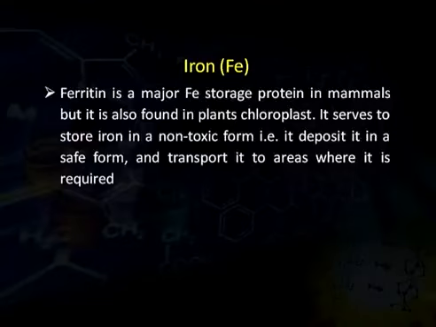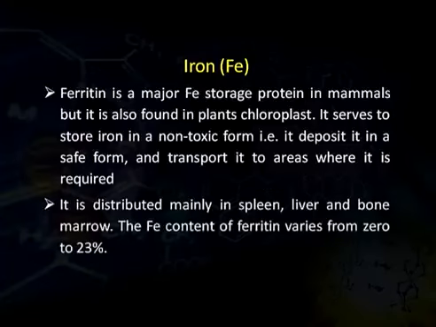Ferritin is a major iron storage protein in mammals, but it is also found in plant chloroplasts. It serves to store iron in a non-toxic form, that is, it deposits it in a safe form and transports it to the areas where it is required. It is distributed mainly in the spleen, liver and bone marrow. The iron content of ferritin varies from 0 to 23%.